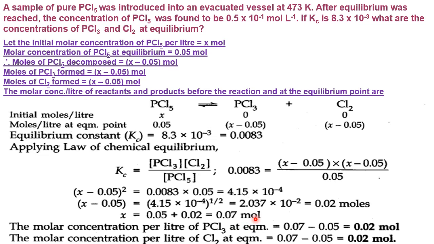What is x here? x is the initial concentration of the PCl5. So the initial concentration of PCl5 is 0.07 mole. When this is 0.07 mole, this is left. How much is formed? 0.07 minus 0.05, that is 0.02. Sorry, this is formed in the case of PCl3 and Cl2. So earlier we presumed x, and now with the data you can cross check here. Okay, right.